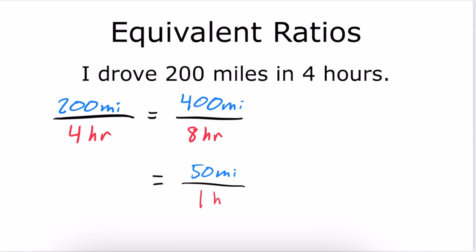Because if I split up the 200 miles into 4 equal sized groups, that will be 50 miles. And if I split up the 4 hours into 4 equal sized groups, that's 1 hour. And so this ratio is an equivalent ratio to the 200 miles in 4 hours ratio. But it's considered fully simplified because the numbers are as small as possible. And this is basically just like reducing fractions, because ratios and fractions are very related to each other.